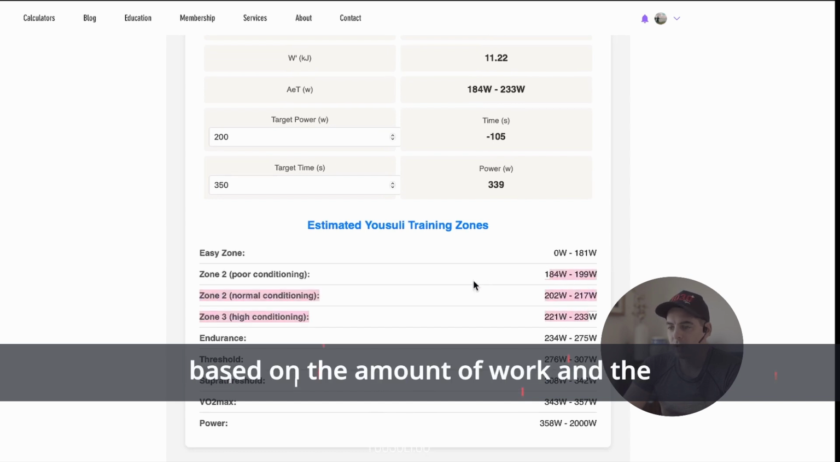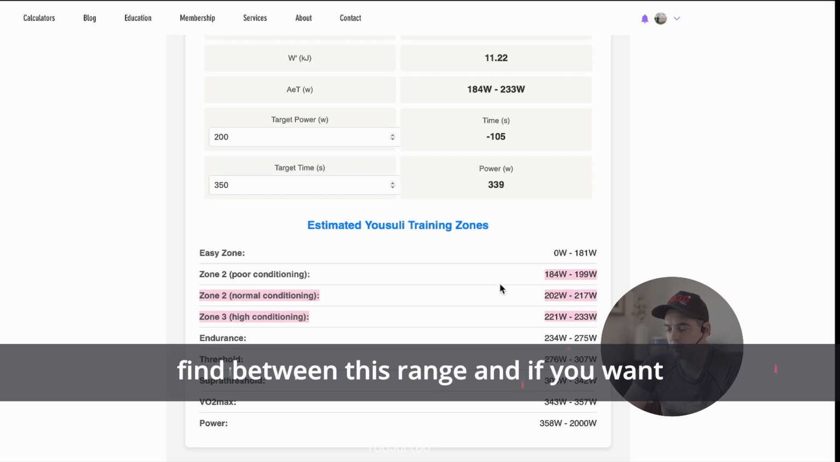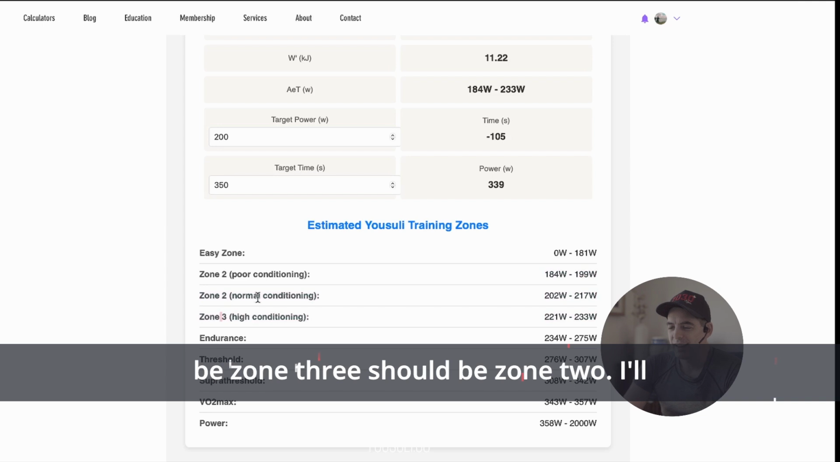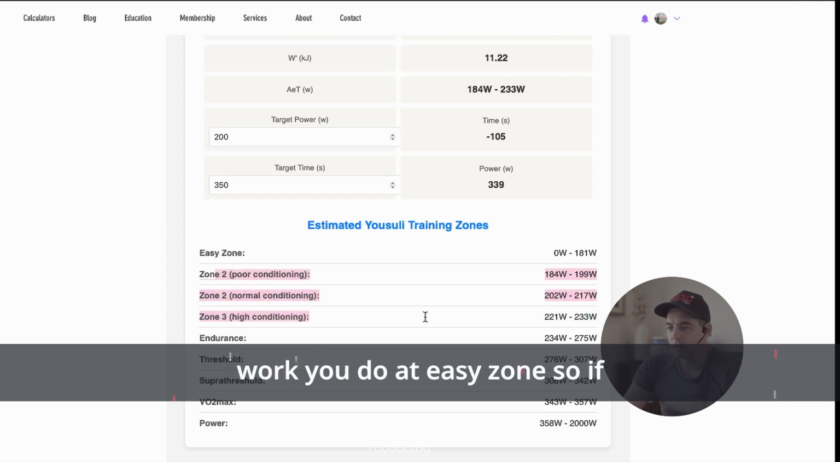amount of work. And the strongest correlation I can find between this range and if you want to move up is the amount of work. I'm sorry, this should not be zone 3, it should be zone 2. I'll fix this. But the amount of work you do at easy zone.